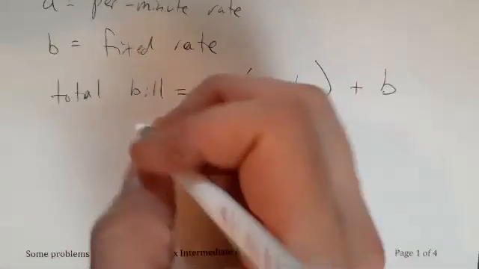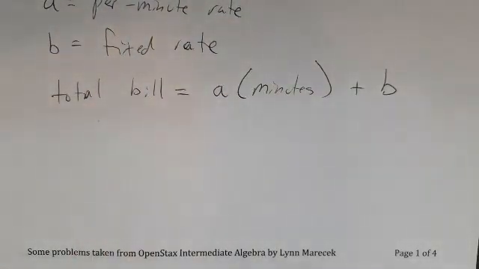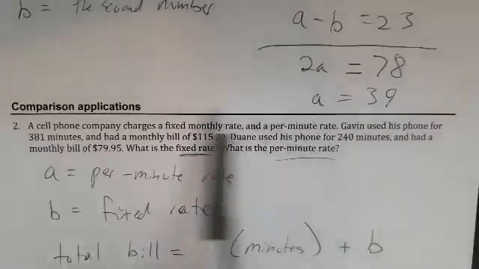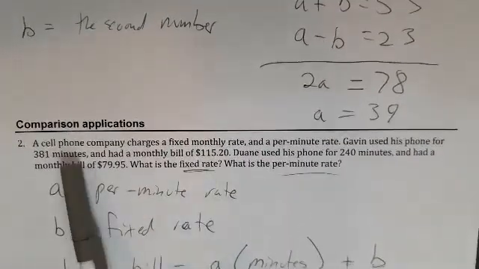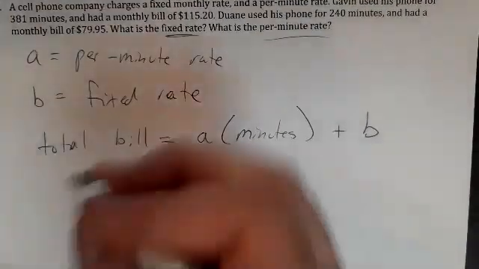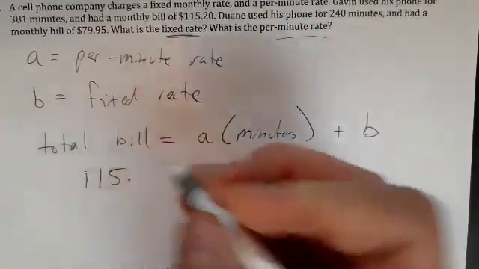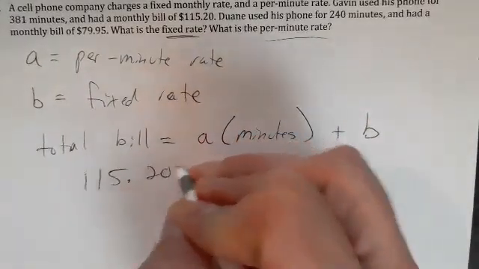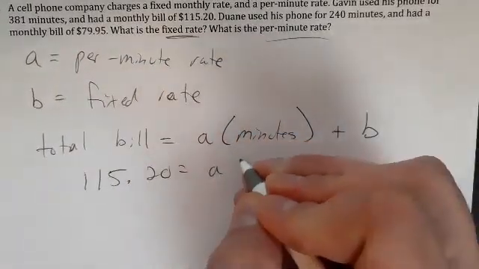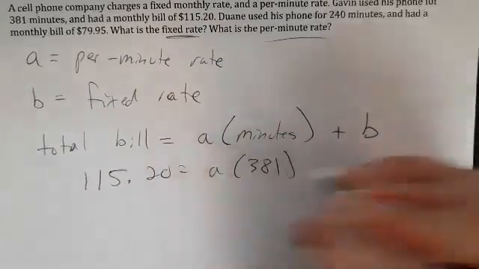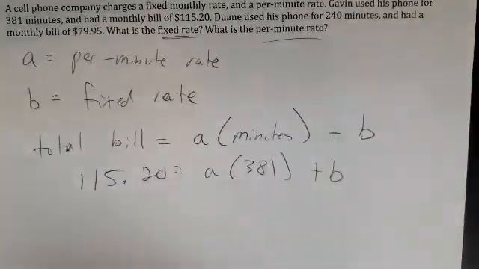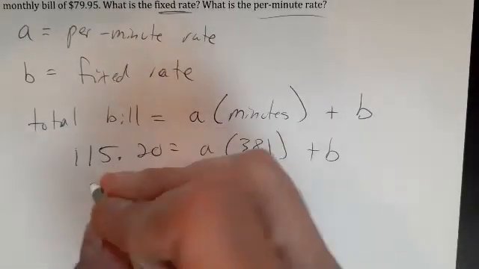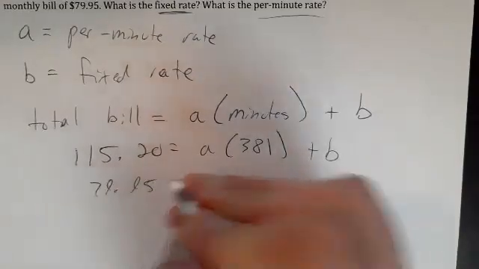Okay. And so the first thing is it's 115.20. A monthly bill was 115.20 for 381 minutes. And so it's a total bill of 115, what is it, 20? And the other thing they say is a bill of $79.95 for 240 minutes.